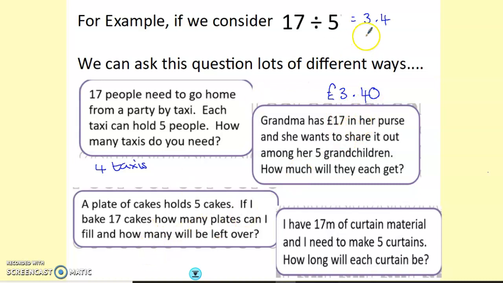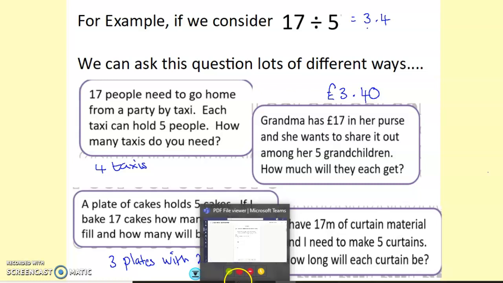Plate of cakes holds 5 cakes. How many plates can I fill? I can fill 3 whole cakes. No, not cakes, plates. 3 plates. 3 5s are 15. I've got 17 altogether. So I would also have 2 left over. I can think of a very good way of getting rid of those 2 cakes.